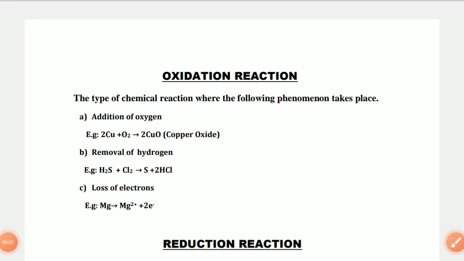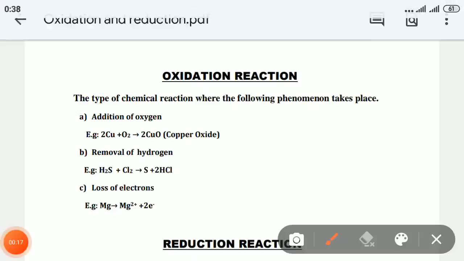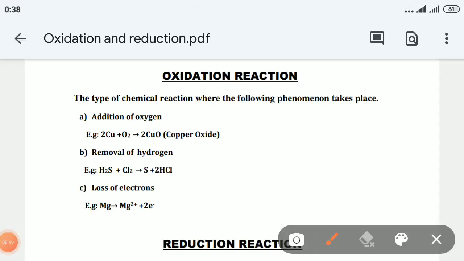Hello students, today I will make you understand the concept of oxidation and reduction reaction, and finally I will make you understand how oxidation and reduction reaction makes up the redox reaction. So let's begin. So here you will see the type of chemical reaction where the following phenomenon takes place.